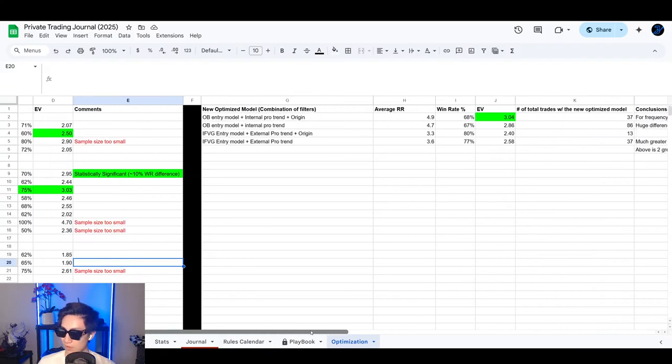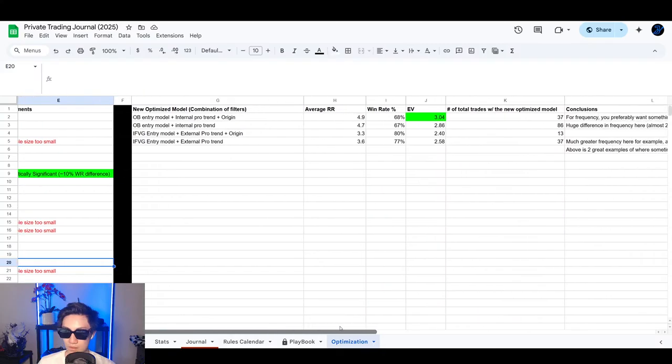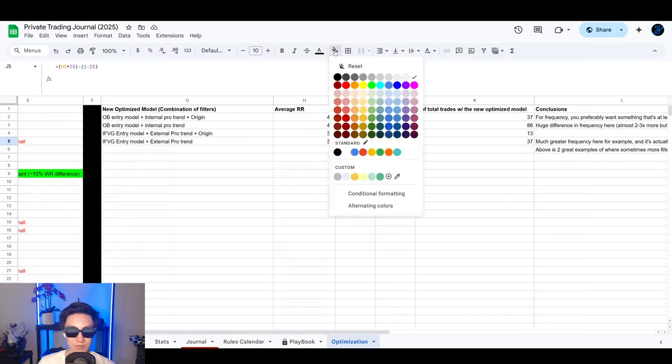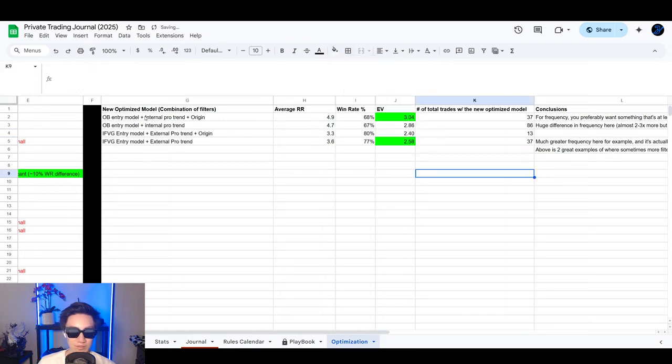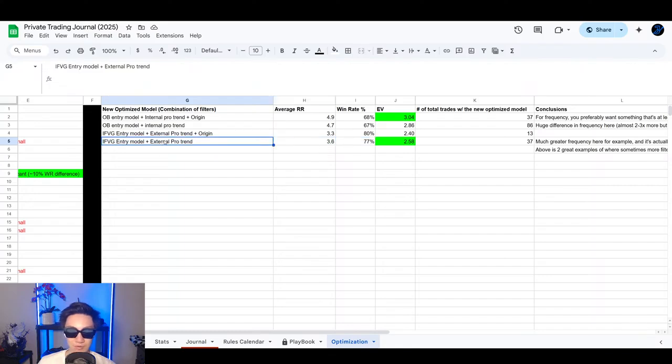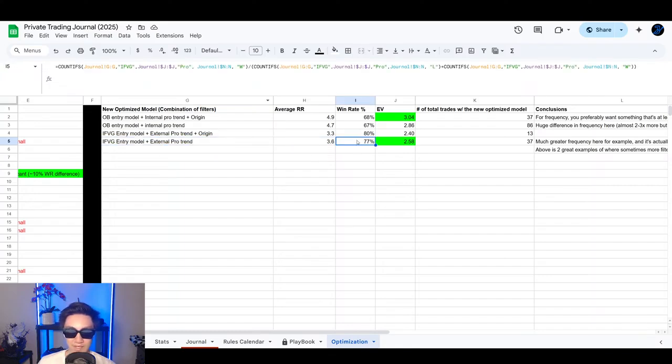But going back to what we were talking about today in optimization, here are the optimized models, the win rate and EV of them. The best ones out of these two, if you're trading my models, for the IFVG entry models, for example, is at 2.58 EV. So you can trade my strategy with these confluences, this optimized model, at a 77% win rate at 3.6, which is insanely good.